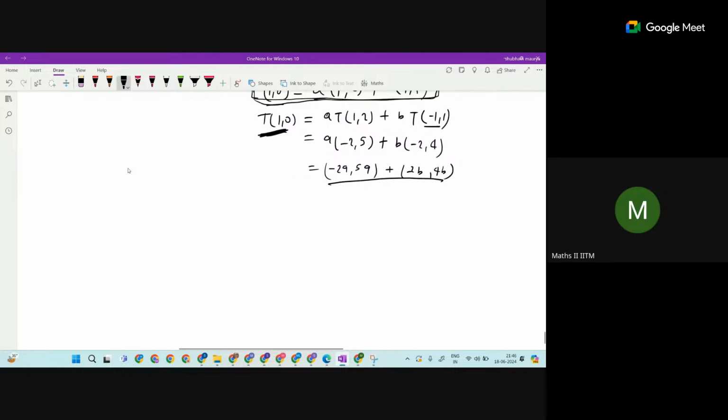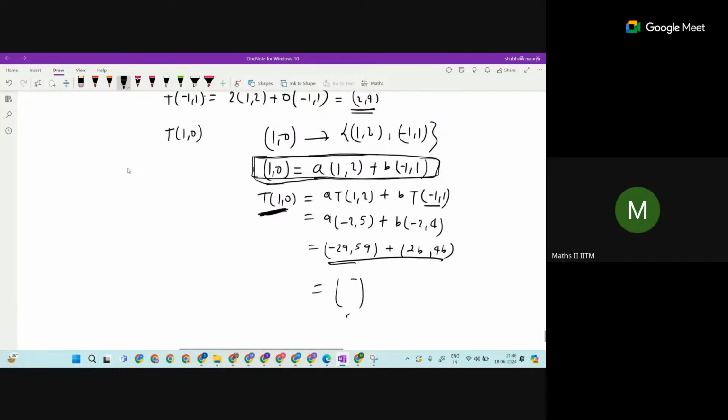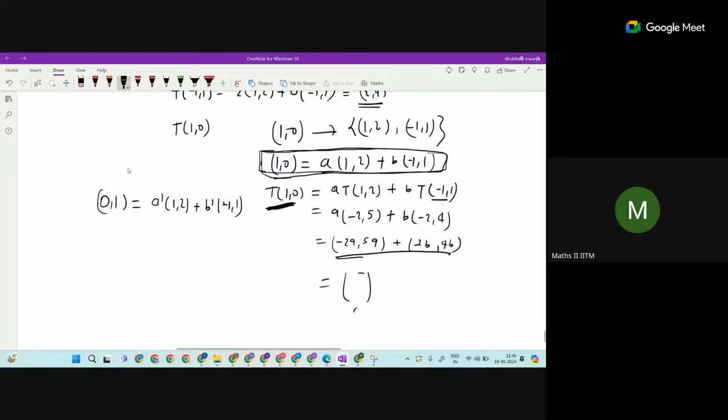So once we get the value of A, B, whatever we get here, we just need to write in that. Similarly, we have to find the image of (0,1). We have to express (0,1) in the form of A prime (1,2) plus B prime (-1,1). Once we find this, just apply T on both sides. So A prime T of (1,2) plus B prime T of (-1,1).